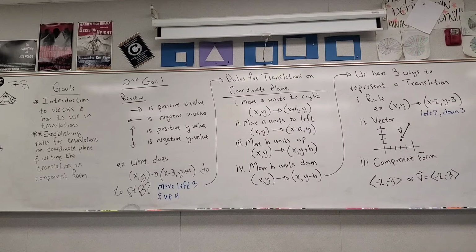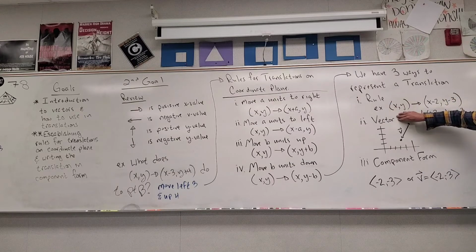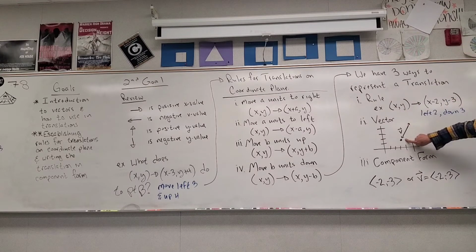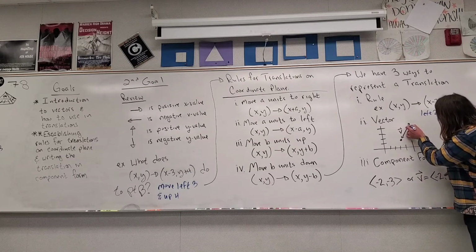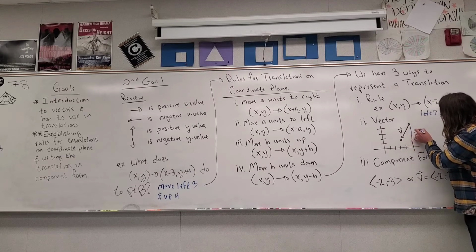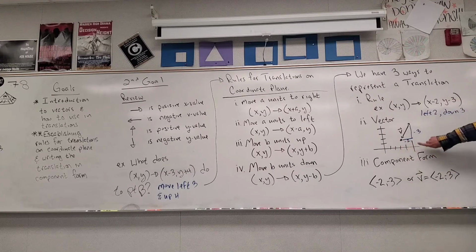All right, so I can express the translation as a rule. I can talk about it as a vector, where I draw an arrow that has a length, which is a magnitude of how far I want you to move. So this vector is actually the same as this rule. I want you to go down 3, 1, 2, 3, and I want you to go to the left 2. So this vector is saying the same thing as the rule.